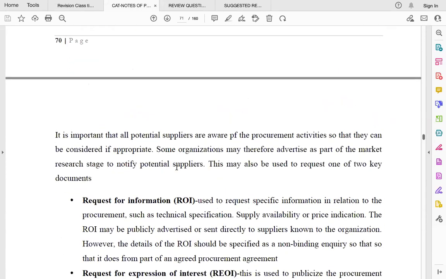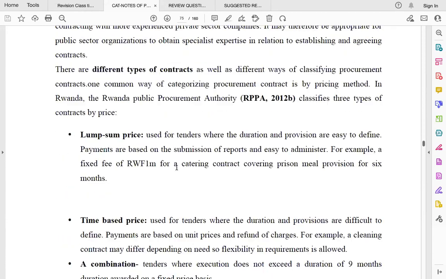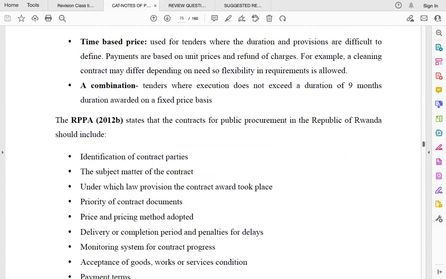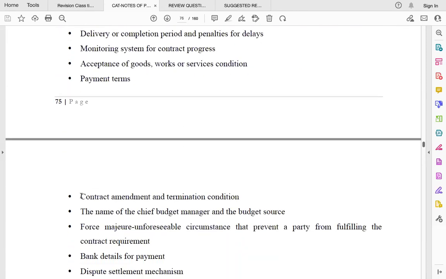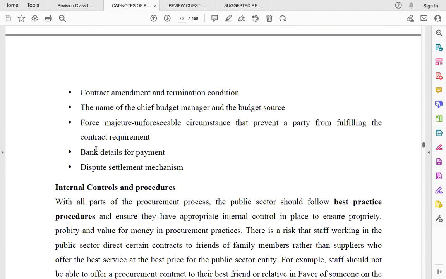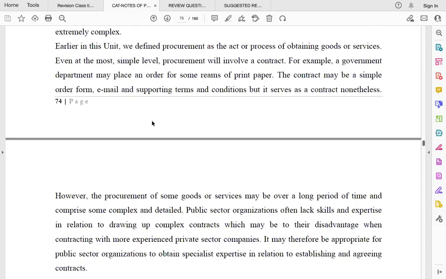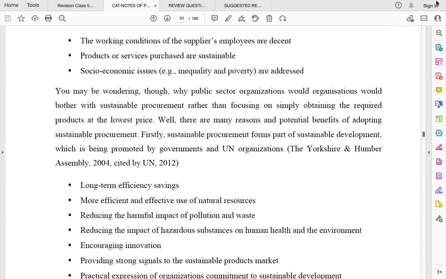Let me show you. You see? When I make this question, the content of a contract shall include these: 1, 2, 3, 4, 5, 6, 7, 8, 9, 10. There are too many. They're asking you for at least 10 contents in a procurement contract. Actually, let us summarize this before we go. For the rest, I will give you questions and answers for you to read.